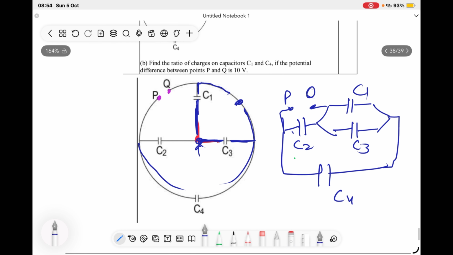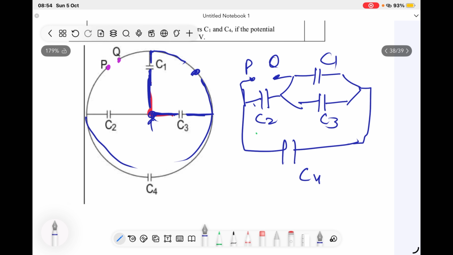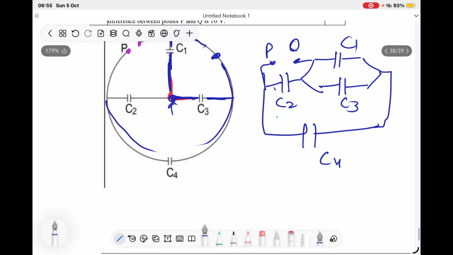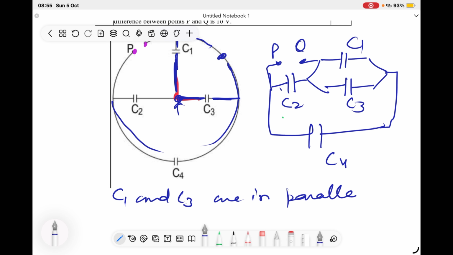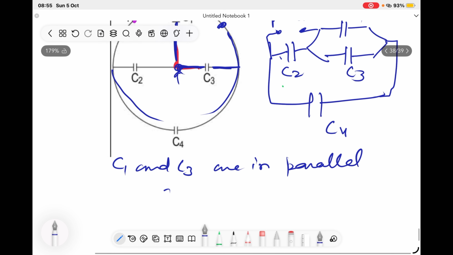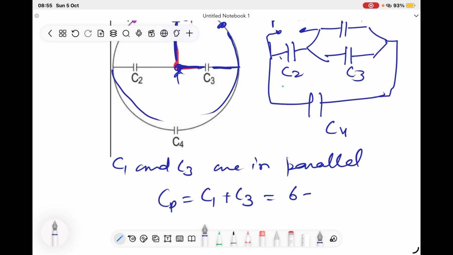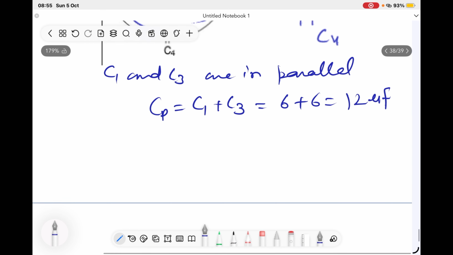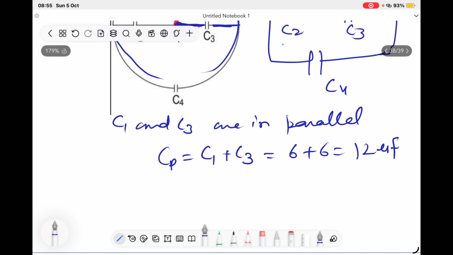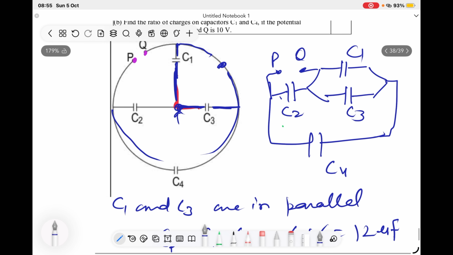So now because C1 and C3 are in parallel, you can solve for them. Okay, so I'm solving for C1 and C3. C1 and C3 are in parallel. So which formula is used in parallel? You should know. It's Cp equals C1 plus C3. So it is 6 plus 6, 12 microfarad. I hope it was 6. Yes, 6. So it is 12. So the answer of C1 and C3 is 12.